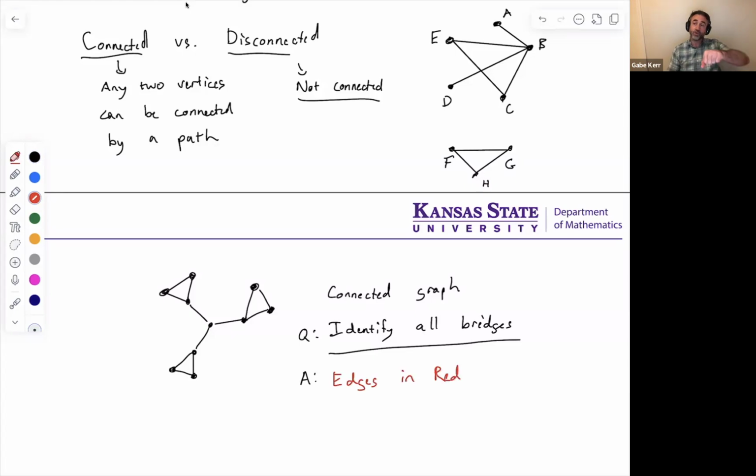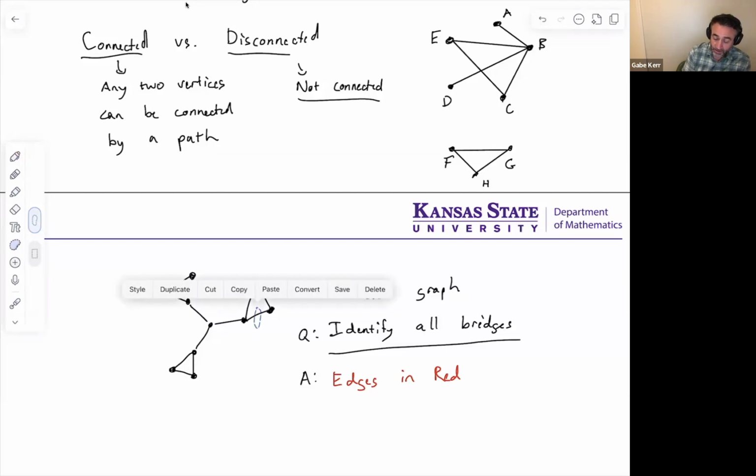Find the edges that when you remove those edges from the graph, you have a disconnected graph. So this is a connected graph, but if I take out an edge, it may all of a sudden become disconnected. So let's say I tried this with, say, this edge. I remove the edge. Well, it's still connected. I can still find a path between any two vertices. So that's not a bridge.